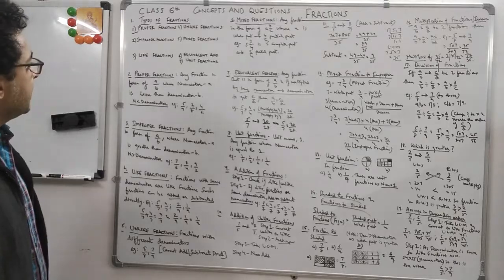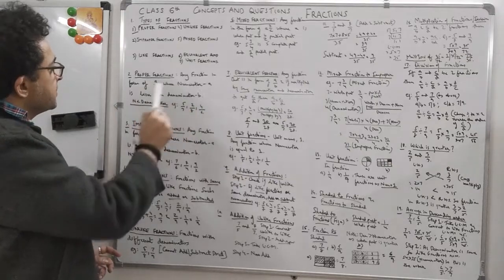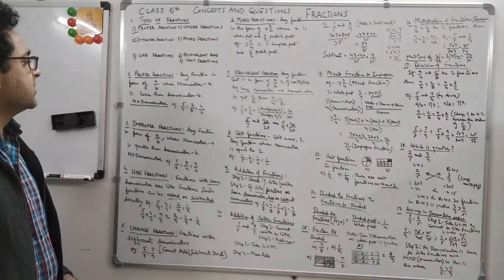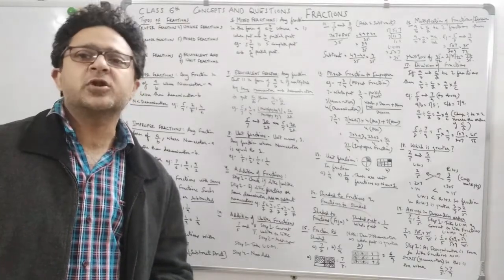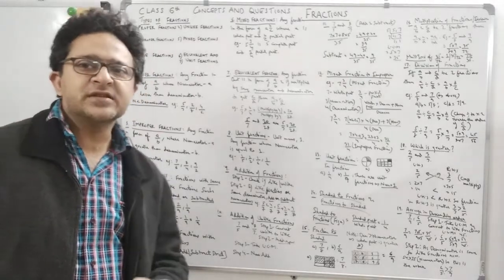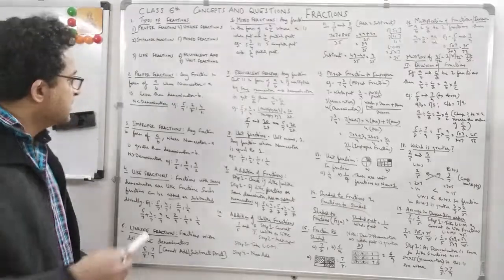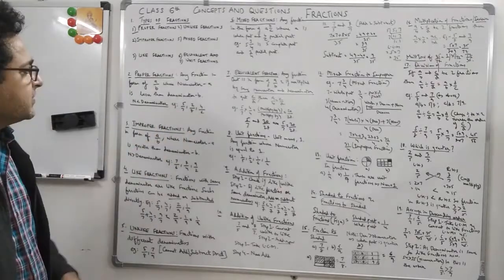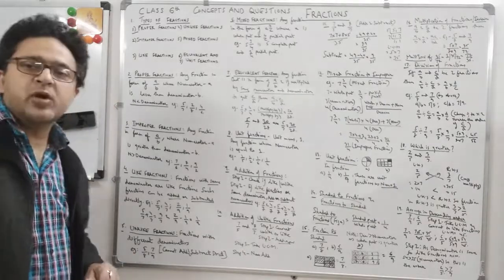So proper fractions: any fraction of the form a upon b, where a is the numerator and b is the denominator, wherein numerator a is lesser than the denominator. If in the fraction a upon b the numerator a is lesser than the denominator, it is a proper fraction. Let's take some examples: 5 upon 7, 2 upon 8, 4 upon 6. You can see very well here that the numerator is smaller than the denominator. So these are proper fractions.